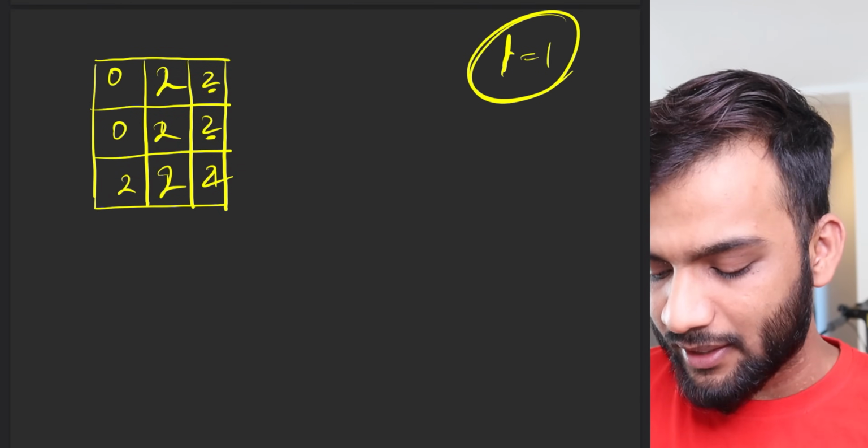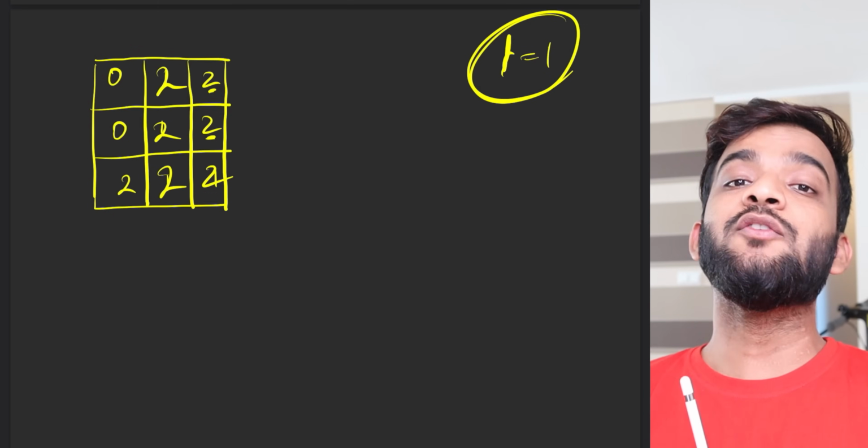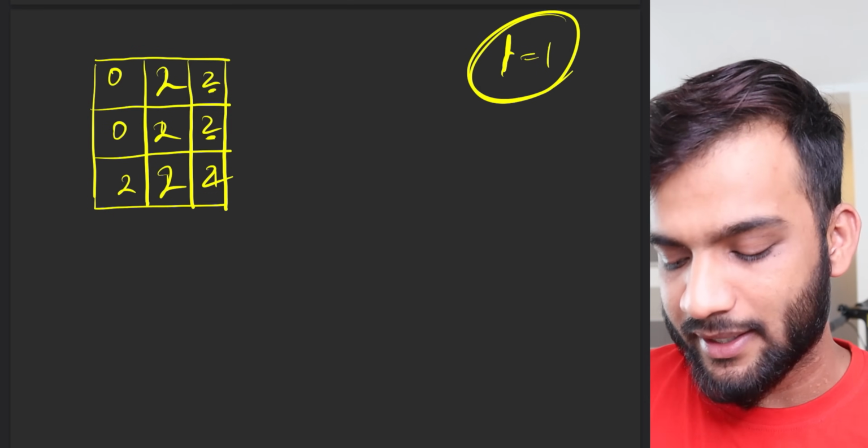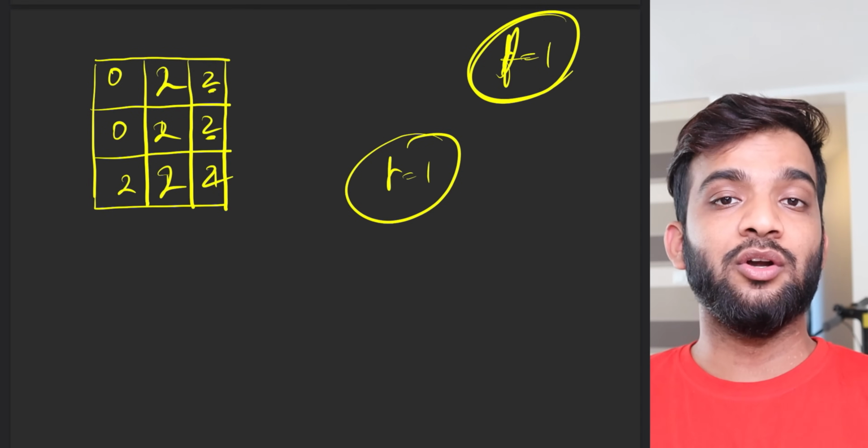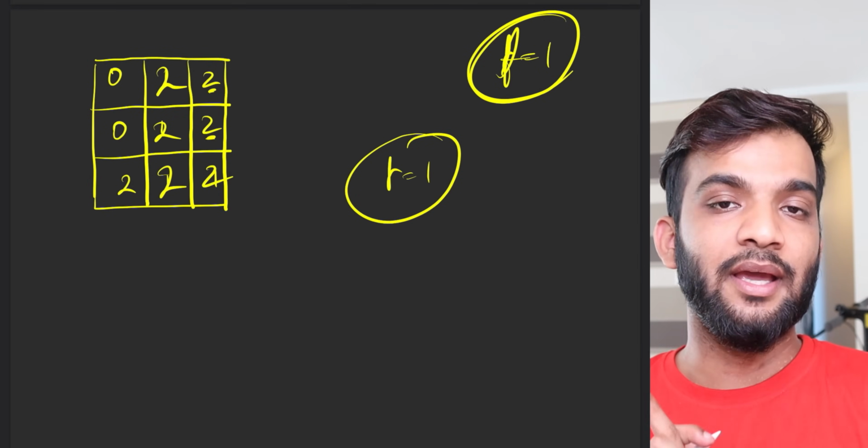So I can say right after 1 second, this one rotted this, this one rotted this, and this one rotted this. So if you carefully see, are there any fresh oranges left? The answer to that is no. So the answer is in 1 unit of time, I was able to rot all the fresh oranges that were there in the matrix. So let's take one more example.